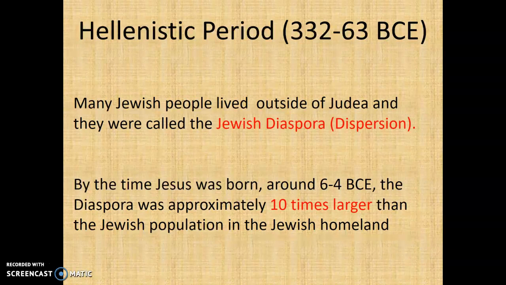So by the time Jesus was born, around 6 to 4 BCE, the Jewish diaspora was actually 10 times larger than the Jewish population in the Jewish homeland.